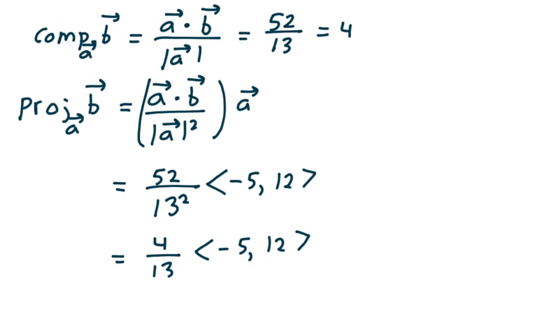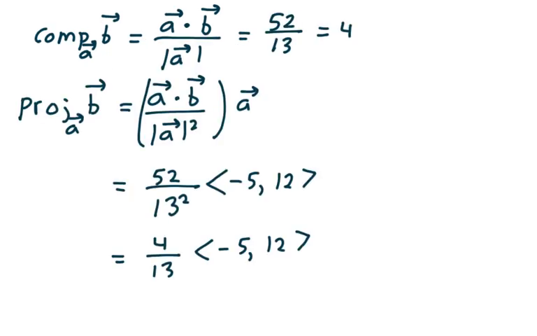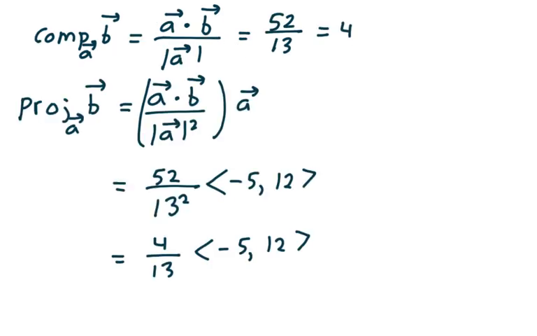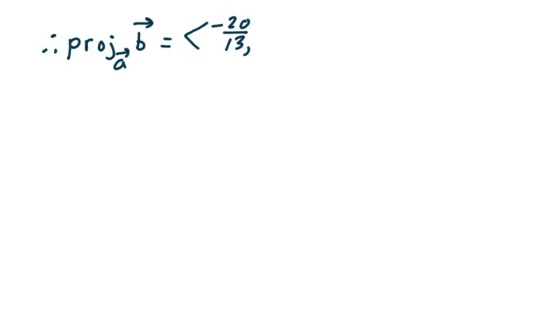And then I'm going to go one last step here. And so I'm going to say the projection of B onto A is equal to, the first component is -20 13ths. The second component, right, is 4 times 12 is 48, right? So I get 48/13. And in a nutshell, that's how we do problem number 39.